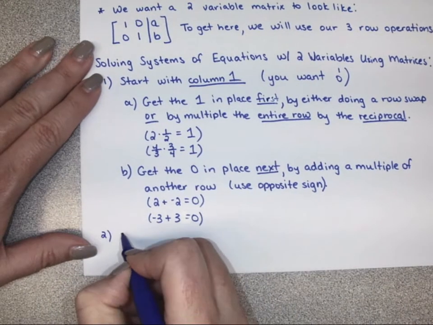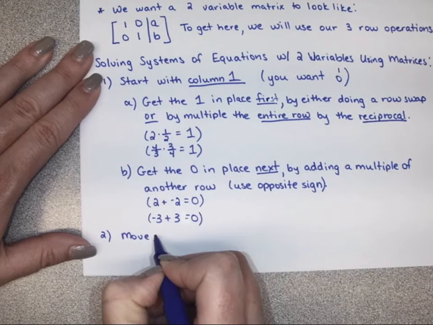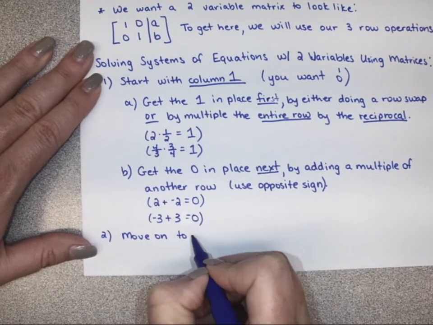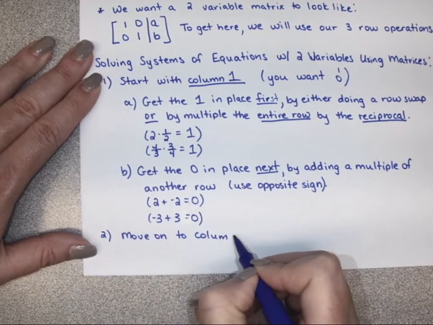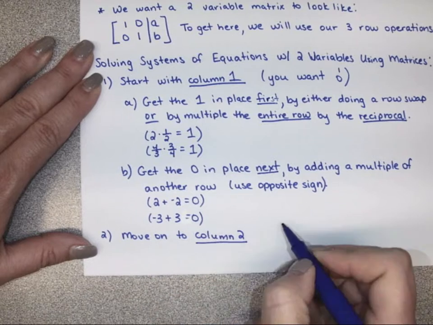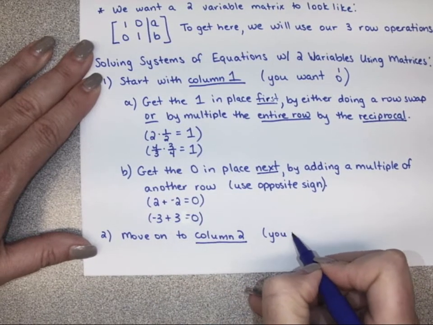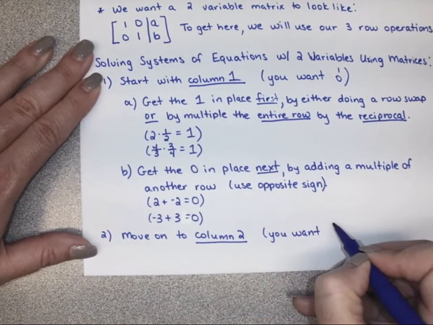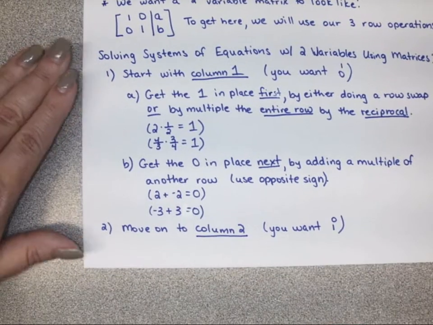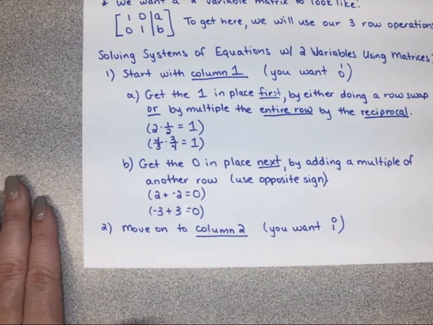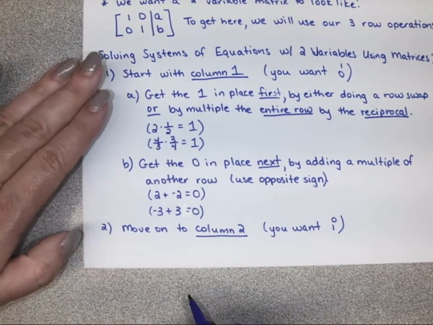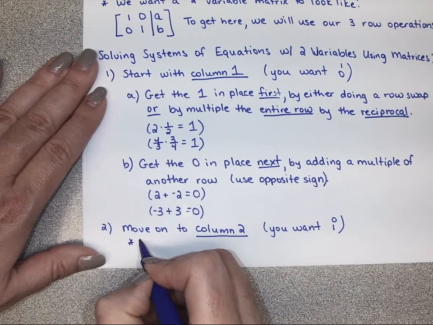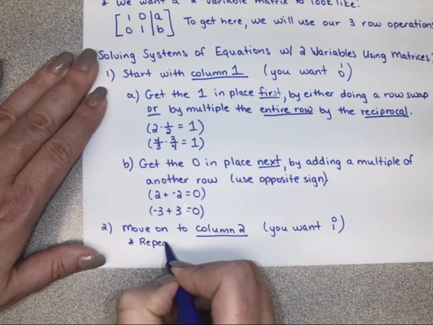So then step number 2 is you're going to move on. Once you get that in place, you're going to move on to column 2. Okay, remember what you're going to want column 2 to look like. If you look up at our example of the reduced matrix, you actually want 0, 1 for column 2. Okay, and for step 2, you're going to repeat steps A and B.